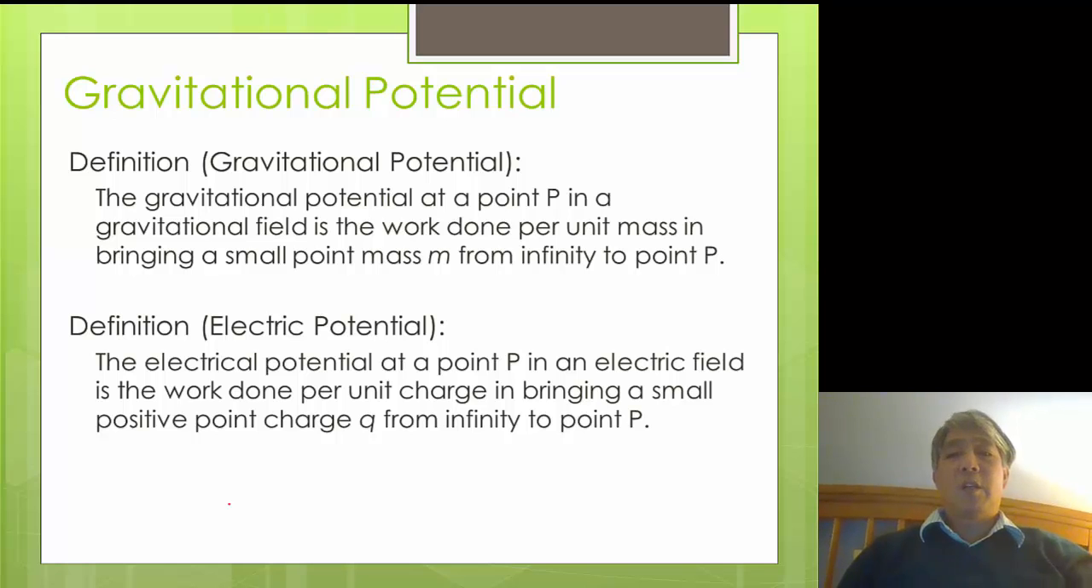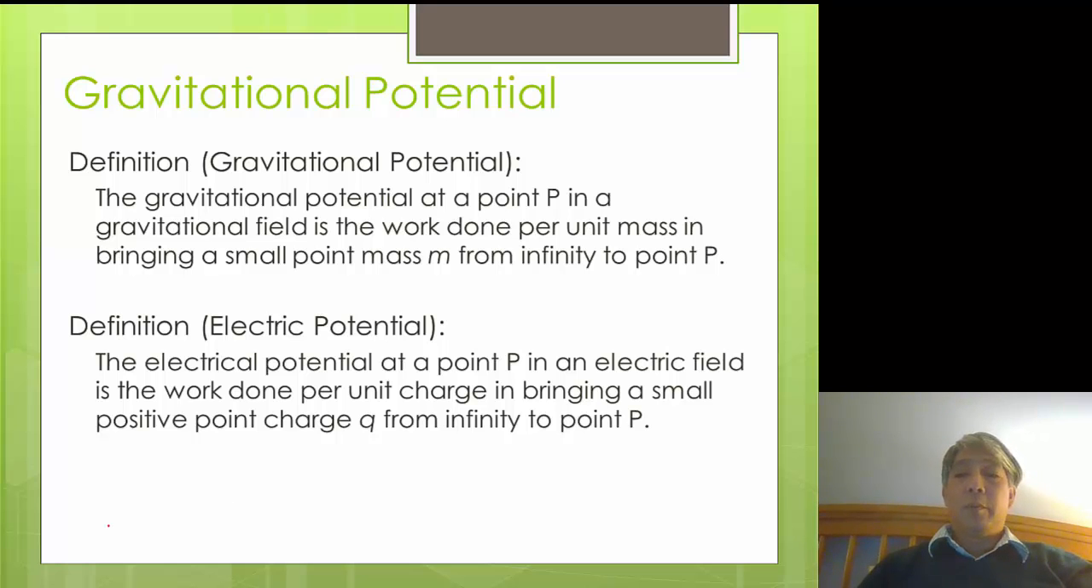It says that the gravitational potential at a point P in a gravitational field is the work done per unit mass in bringing a small point mass m from infinity to point P. Every single part of this is important. You must say point P. You must say work done per unit mass. It must be a small point mass, and it must be from infinity to that point P.